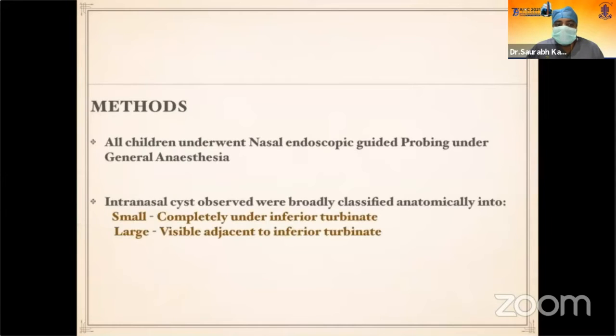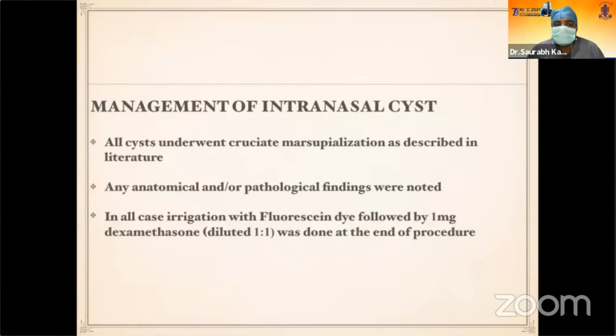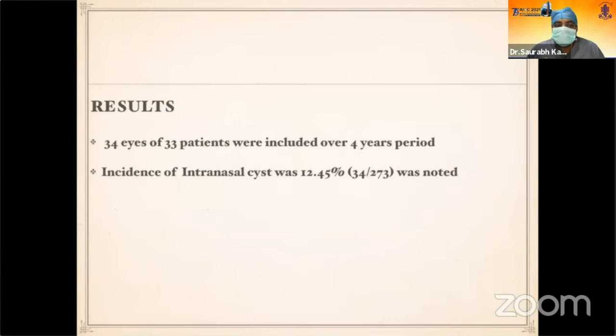It was a retrospective case series. All children underwent nasal endoscopic guided probing. On endoscopy, the cysts were divided either as small, if they are completely hidden beneath the inferior turbinate, and large, if they were seen without the need for medialization of the inferior turbinate. All cysts underwent cruciate marsupialization, and only cases with a minimum follow-up of 3 months were included.